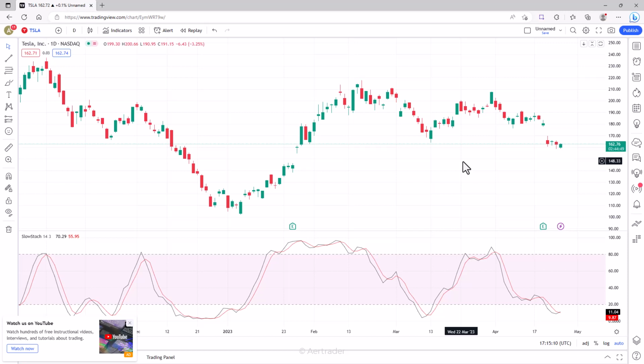The red line is the slow D and the black line is the slow K. The two dotted lines represent the oversold price of 20 and the overbought price of 80. When the prices are above 80, the market is considered overbought. When prices are below 20, the market is considered oversold.